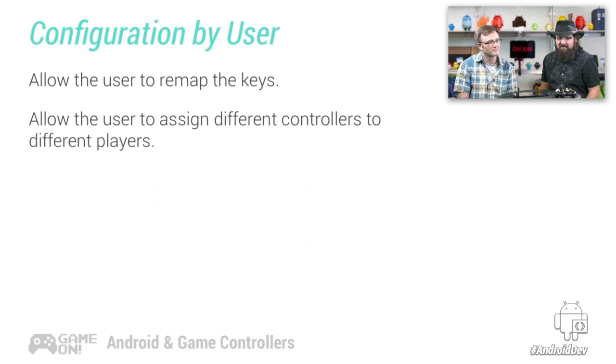So, one last thing, I think I mentioned it already, allow the user to remap the keys. This is important. Some people have preferences. Some people, when we're playing first-person shooters, prefer the inverted axis control, which means down is up and up is down. Those people are crazy.